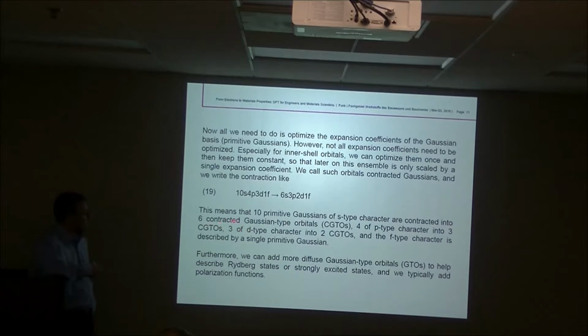So some abbreviations. The Slater type orbital is an STO. A Gaussian type orbital is typically a GTO. Primitive Gaussians are either PG or PGTO. Generally, Gaussian type orbital is a GTO, and with this you can work.